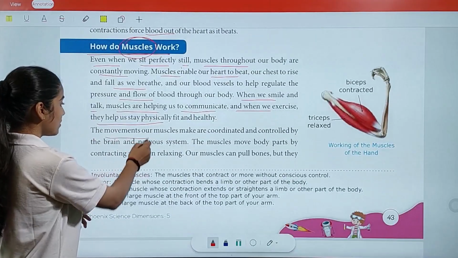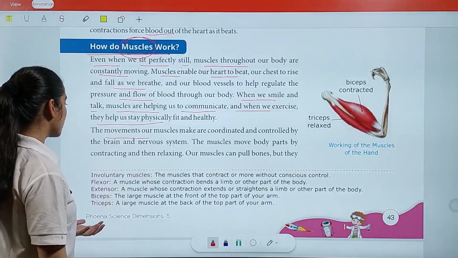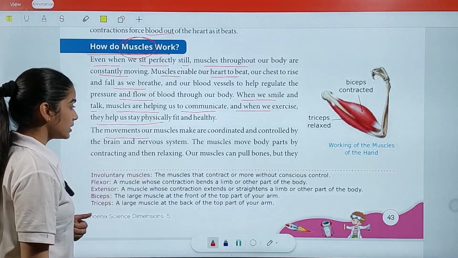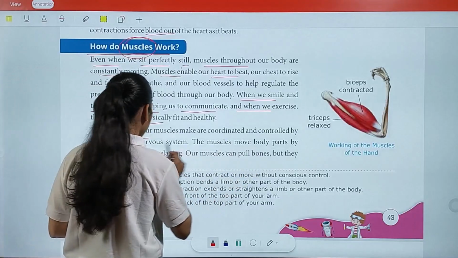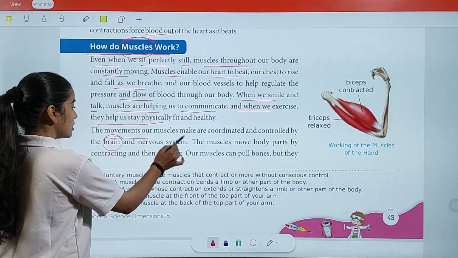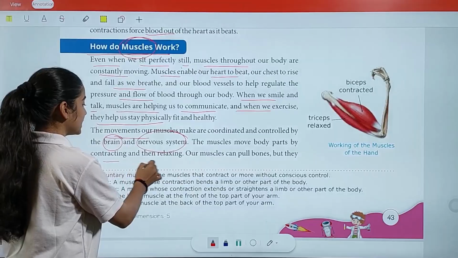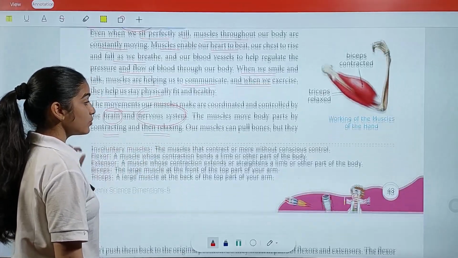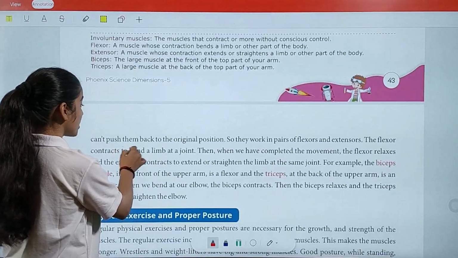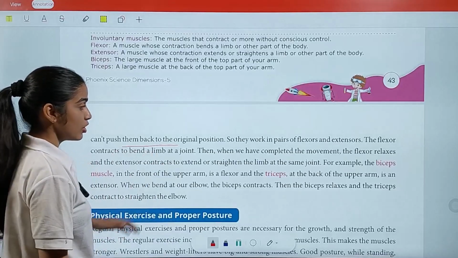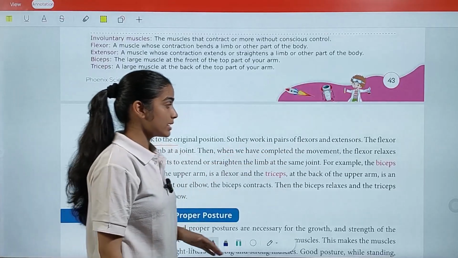The movement our muscles make is coordinated and controlled by the brain and nervous system. This movement is controlled by the brain and your nervous system. The muscles move body parts by contracting and then relaxing. Our muscles can pull bones, but they can't push them back to the original position. So they work in pairs of flexors and extensors.